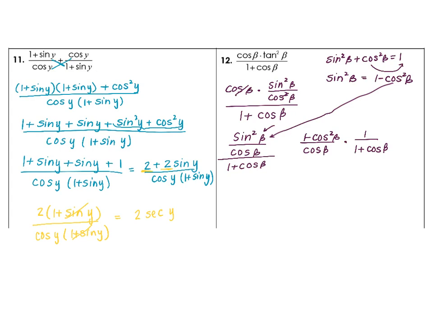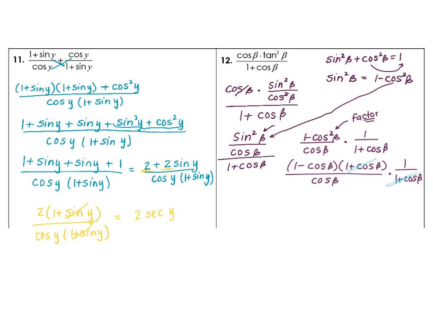Now for this part here, the top, we need to factor this. And this is the first problem that we've seen where we might have to factor. And so this would factor into 1 minus cosine beta times 1 plus cosine beta, and then all of that's over cosine beta, and then times 1 over 1 plus cosine beta. And now, since we have a factoring problem, we've got that out of the way. Now we can go through and cancel. We should be able to cancel this term with this term up here. So that's going to help.